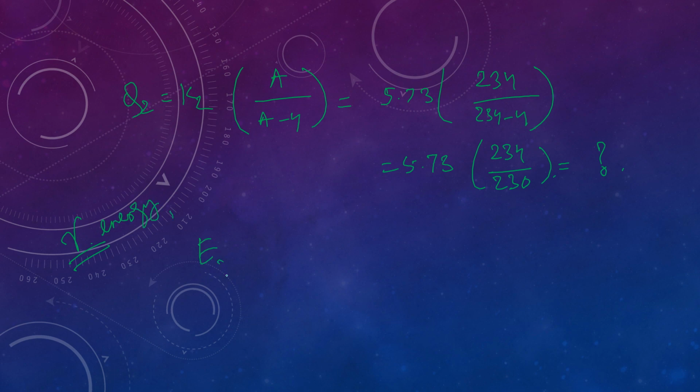Photon energy E gamma is Q2 minus Q1. Alright, Q2 minus Q1. That is this one minus what was the other one? 5.81. Alright, yeah, we're making a mistake. Yeah, this is the bigger one. This is the bigger one. This should be subtracted.